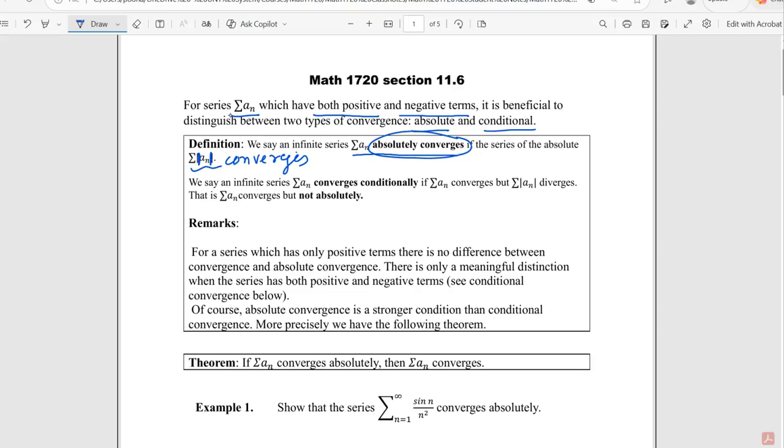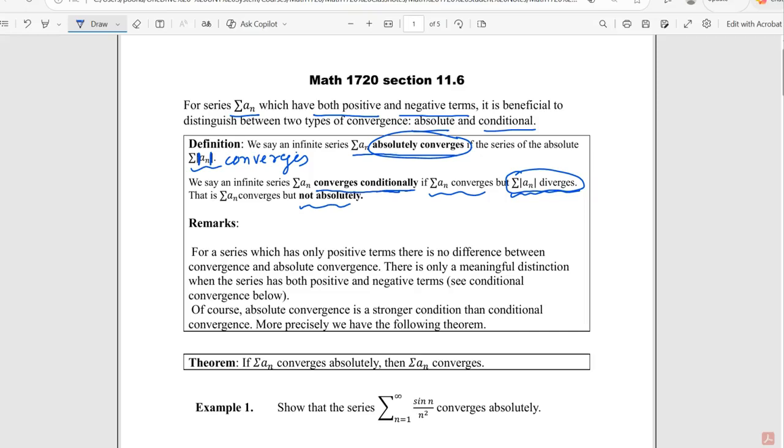If we have a series, it's called conditionally convergent if the series converges, but when you take the absolute value, it does not converge. At that time, it diverges. So the absolute value of the series diverges, but the actual series converges. We call this conditionally convergent. That also can be called not absolutely convergent.